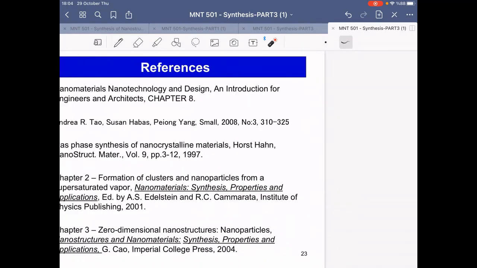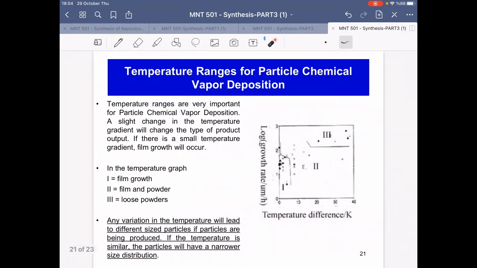Okay, and these are my references, and this is it, people, for different types of synthesis methods. We had gone through 0D, 1D, 2D material synthesis in liquid phase and in gas phase, and our next class will involve homogeneous and heterogeneous nucleation details.